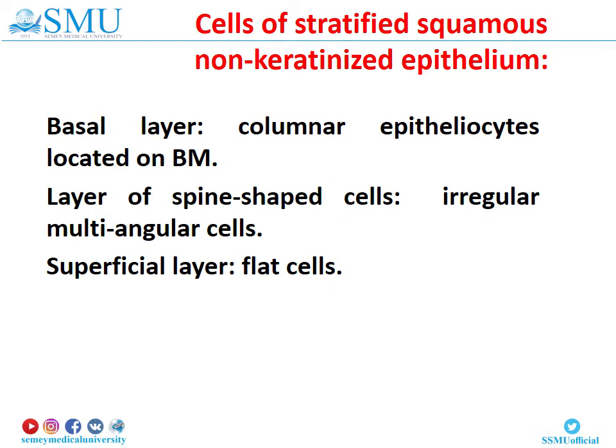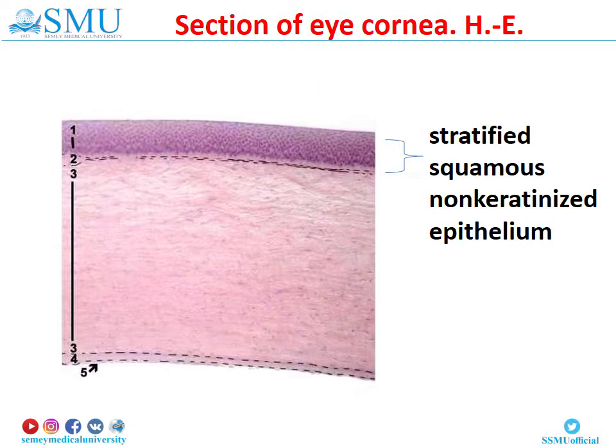Cells of stratified squamous non-keratinized epithelium. In the basal layer, columnar epitheliocytes are located on basement membrane. In the middle layer, spine-shaped cells, irregular multiangular cells. In the superficial layer, cells are flat. In this slide, you can see section of eye cornea stained by hematoxylin eosin. Upper part of eye cornea is stratified squamous non-keratinized epithelium.